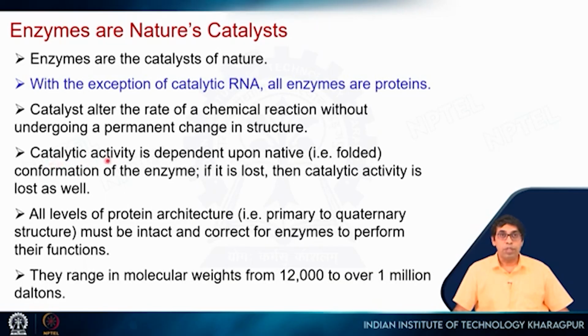In case of enzymes, the catalytic activity depends on the folded state of the protein, and if the folded state is lost, then its catalytic activity is also lost. Just like proteins that we have seen in the last week, enzymes have all the hierarchy of protein structure, that is, they go from primary to tertiary, and in some cases they will also have quaternary structures. Enzymes are found in various sizes. They can range from 12,000 Daltons to over 1 million Daltons in size.